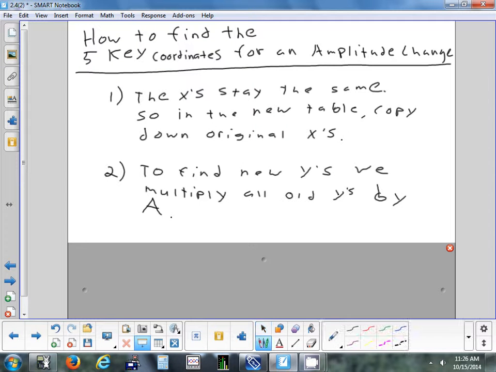Notice here, I didn't write absolute value. It's not the absolute value. It's whatever the number is in front. If the number is a negative 2 in front, you're going to multiply all the old y values by negative 2. And that's it. Those are the only 2 steps. Any question on how we're going to find the new y values?